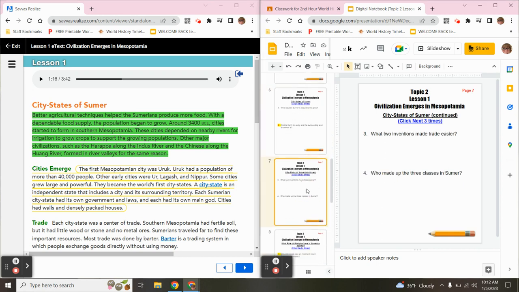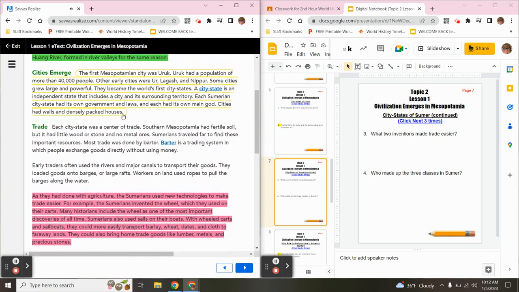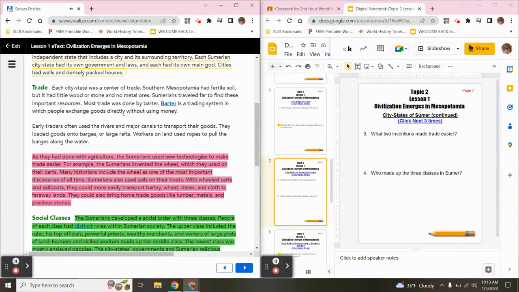Let's move on to page 7 of our digital notebook. Trade. Each city-state was a center of trade. Southern Mesopotamia had fertile soil, but it had little wood or stone and no metal ores. Sumerians traveled far to find these important resources. Most trade was done by barter. Barter is a trading system in which people exchange goods directly without using money.